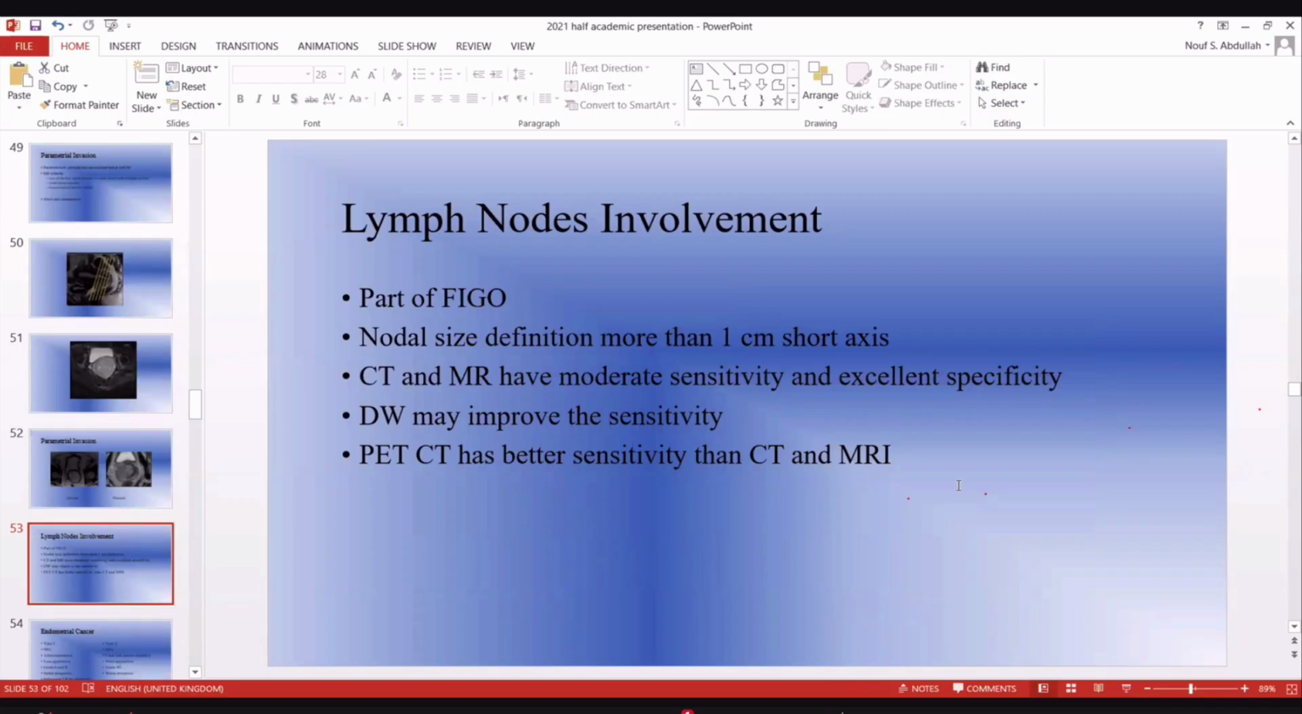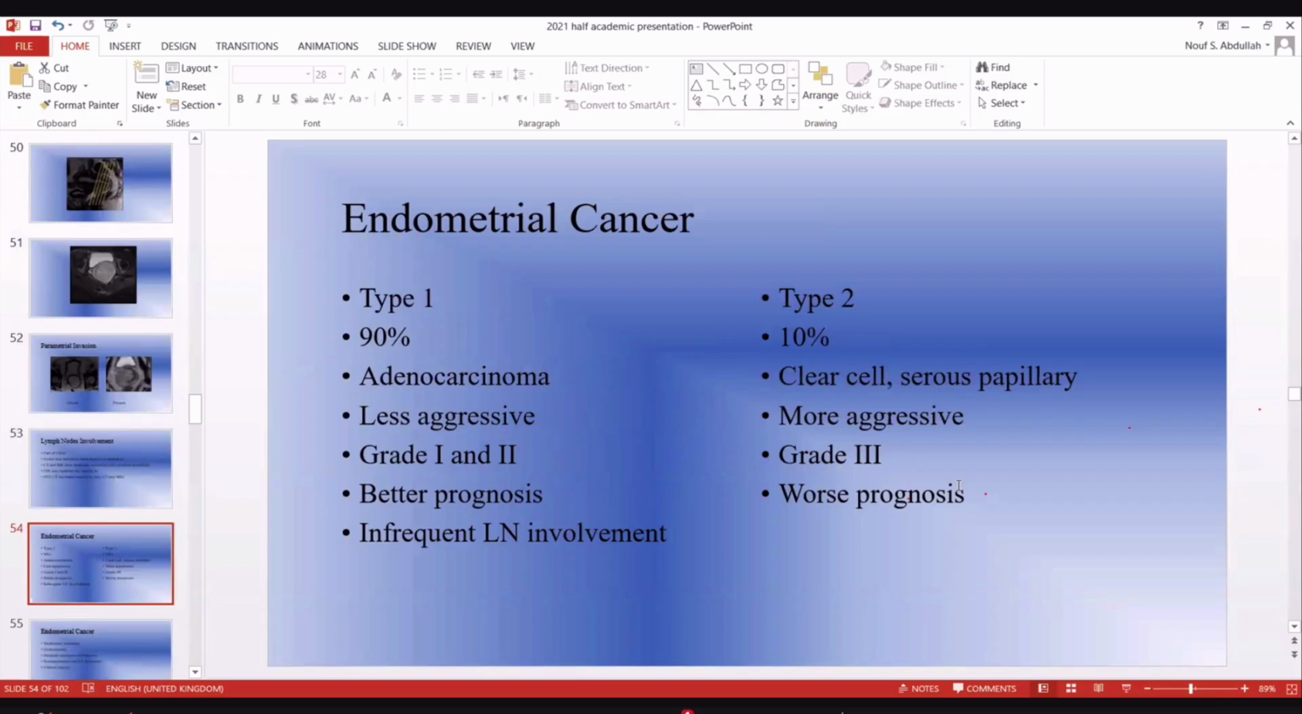So lymph node involvement, we said part of FIGO staging now. The nodal definition of the size is more than 1 centimeter. However, sometimes I use the diffusion weighted sequence signal intensity and the signal intensity on T2 sequences for better assessment and better suspicion of involvement of the lymph node. PET-CT is the best modality for evaluation of malignant lymph node in cases where it is needed.